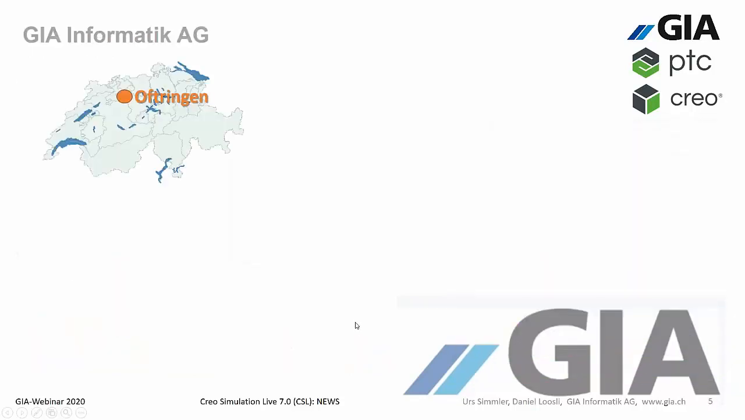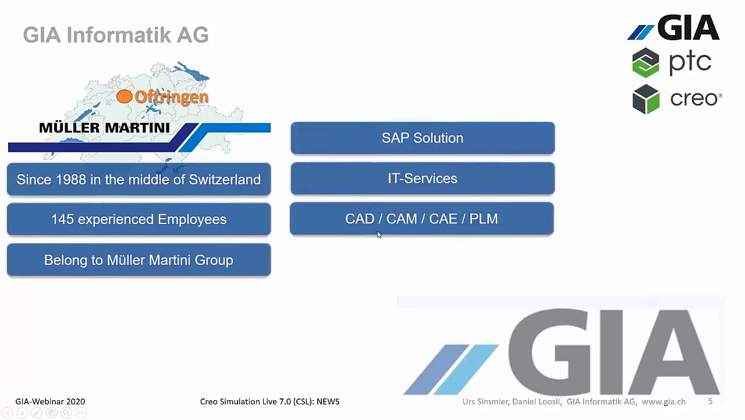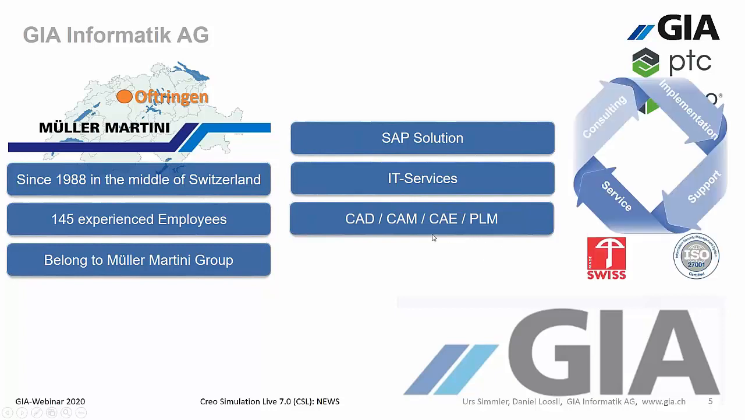Who is GIA Informatic? GIA Informatic is located in Switzerland. We are about 140 people. We belong to the Müller-Martini Group, and we sell SAP solutions. We have 3 own data centers, and we have a team for the CAD CAM PLM stuff. And we'd like to support our customers, our successful customers.